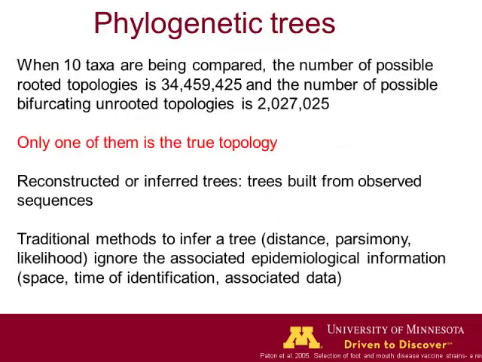When 10 taxa, 10 viruses, suppose that we have 1 virus per farm, 10 farms, 10 viruses, 10 outbreaks being compared, the number of possible rooted topologies is 34 million. Okay? And only one of those is true. That's the problem that we are facing. That's why we try to estimate. We never know the truth. We try to estimate what's the most likely relation of those viruses, try to infer what was the most likely way of spread. And for doing that, we use different methods. Some of them are traditional methods that ignore the association of epidemiological information, such as space, time of identification, or associated data. And some of them will try to incorporate that information into the analysis.